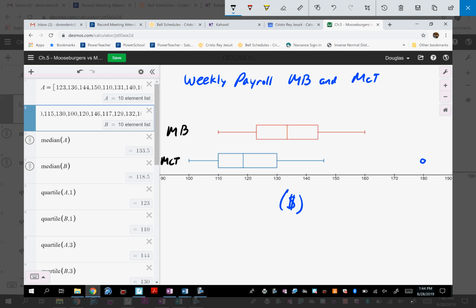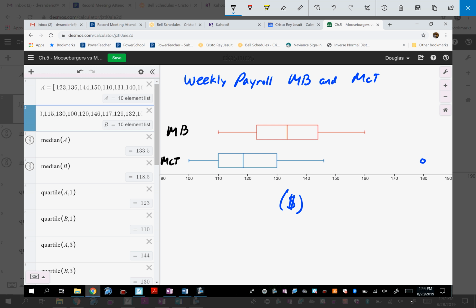Because is this one the max? No, our max ended up being an outlier. So students always think, oh, it's always the min and the max. No, that's not always the case. Technically, if you're telling a statistician this, it's always the highest values that are inside your fences. That's where you stop your whiskers. The highest values inside your fences.